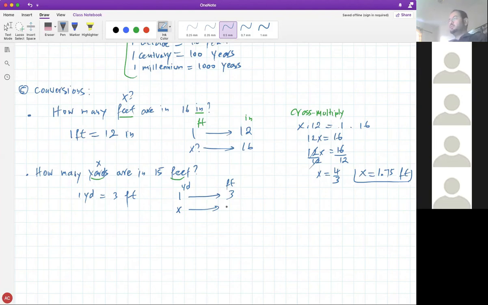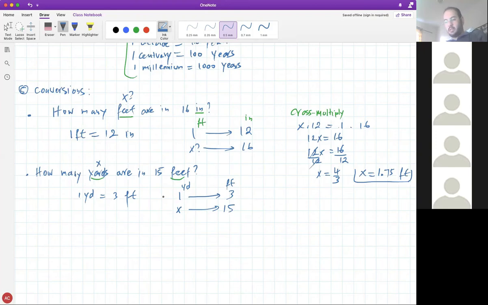So X yards to 15. So we do have the feet, but we don't know how many yards. But we know the formula: 1 yard for each 3 feet. We have 15 feet. We don't know the yards. That's why we put the X here. So the X should go under the yards. The yards together here, the feet together. Now we just need to figure out the X. We need to basically find X.